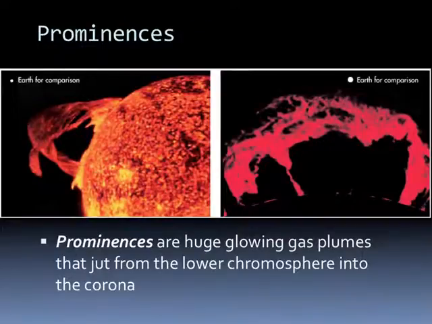Now another object that we see on the surface of the sun that's due to magnetic field is something called a prominence. It's a huge glowing gas plume that juts from the lower chromosphere into the corona. You can see these pictures of these prominences as material spirals up and back down onto the surface of the sun. And it stays all together because it's trapped by magnetic field lines. And again, I have some pictures here that show you the size of this explosive material coming off the surface of the sun compared to the size of the Earth.